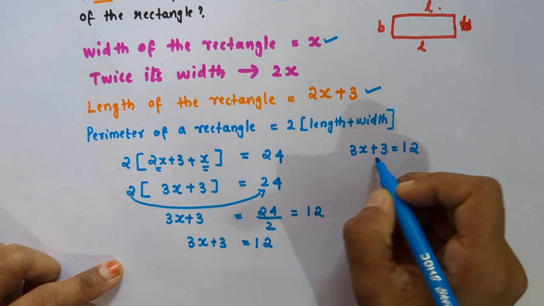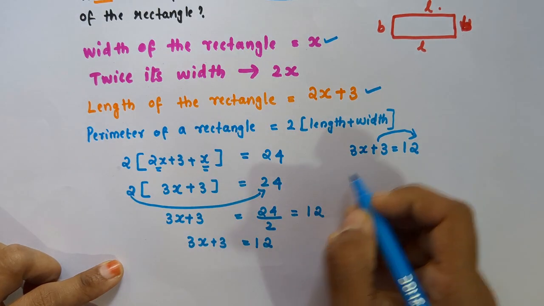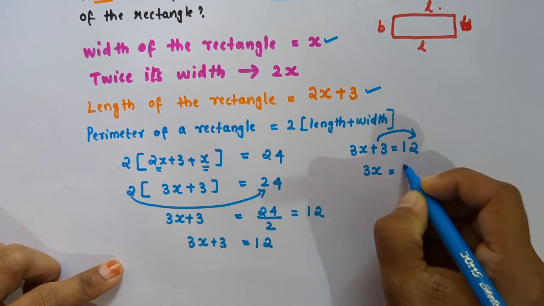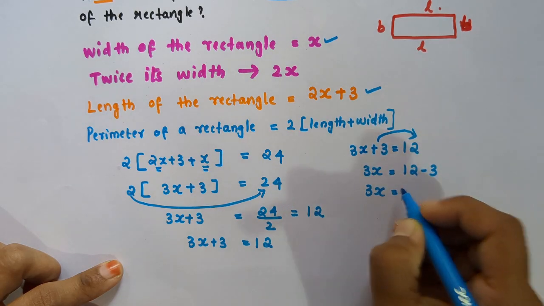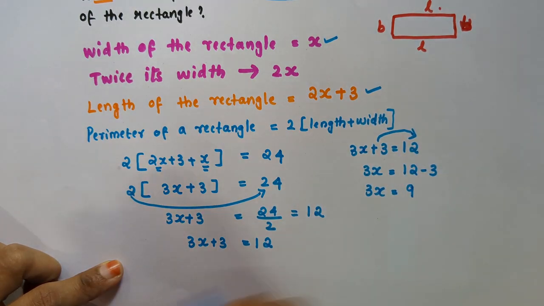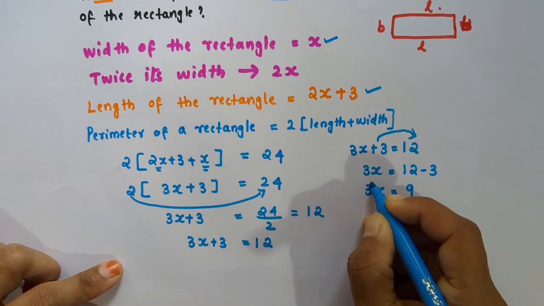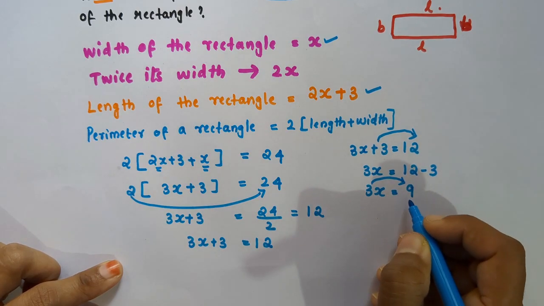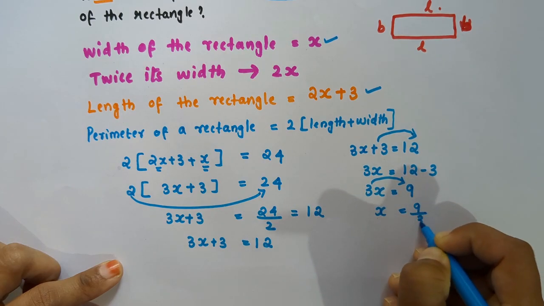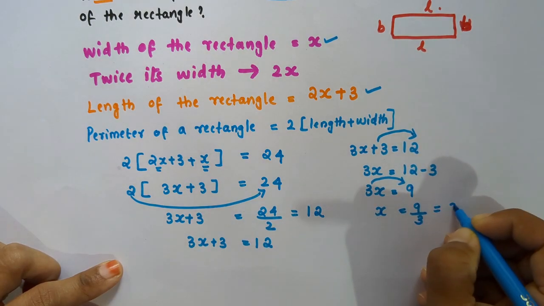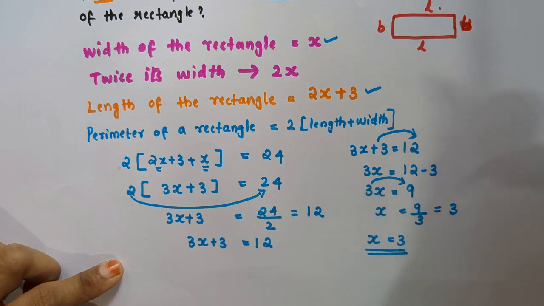Now this is in the addition format. When I take this plus 3 to this side of the equation, that becomes minus. So we can write 3x equals 12 minus 3. That is, 3x equals 9. Now this is in the multiplication format. So when 3 is taken to this side of the equation, that goes to the denominator, that is division. So x will be equal to 9 by 3. 9 by 3 is 3. So we are getting the value of x as 3.